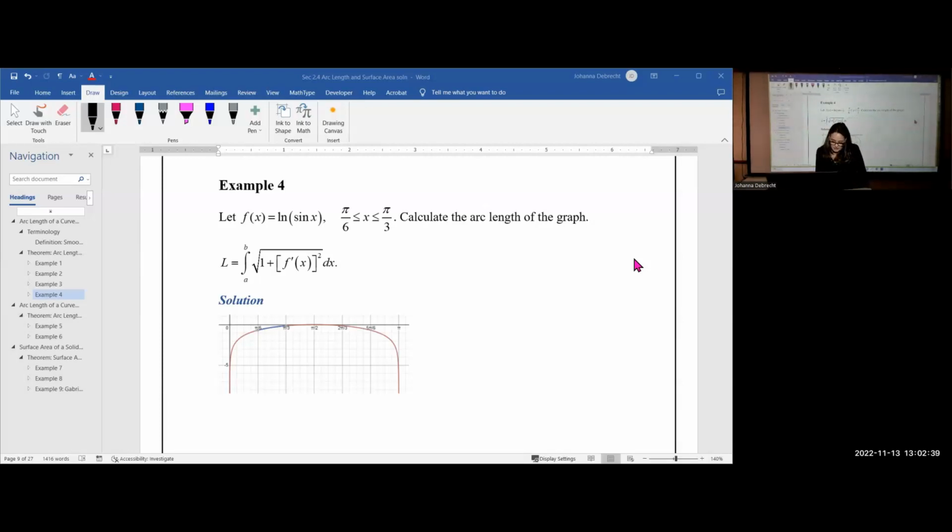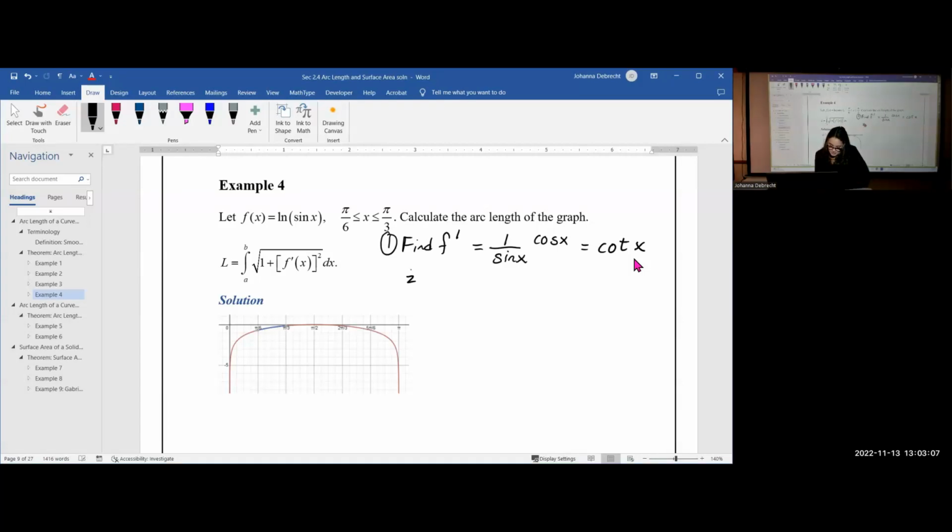So let's go ahead and find f prime first. So that's step 1, find f prime, which is going to be equal to, well, the derivative of natural log is 1 over u, so we get 1 over sine, times the derivative of u, which is cosine. And the derivative of x is just 1, so that doesn't change it. So this is really cotangent of x.